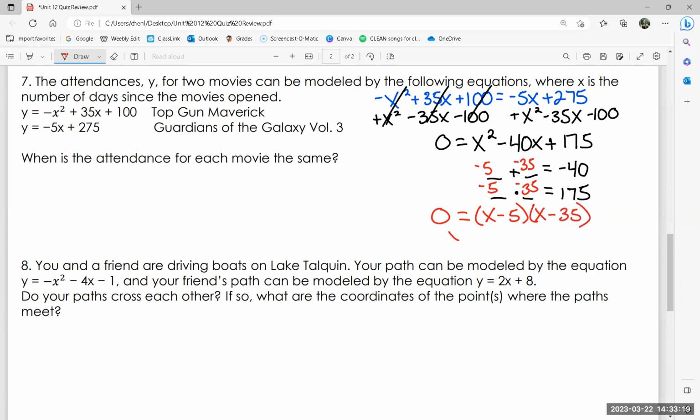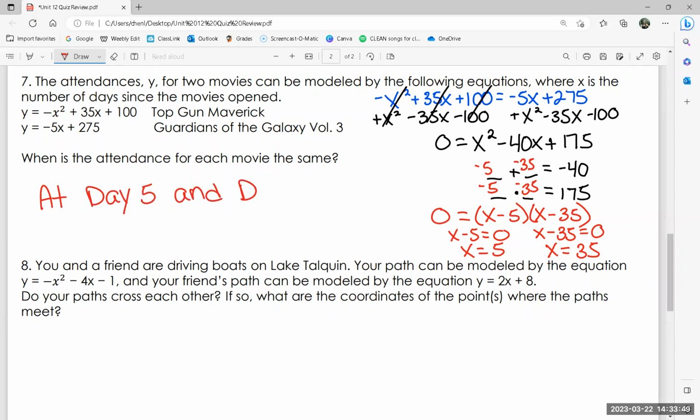So we set each of these equal to 0 to solve. We get our first solution of 5. Set x minus 35 equal to 0, get our second solution of 35. It doesn't specifically say what the attendance is on those days, but those are the 2 days where the attendance is the exact same. So at day 5 and day 35, the attendance is the same.